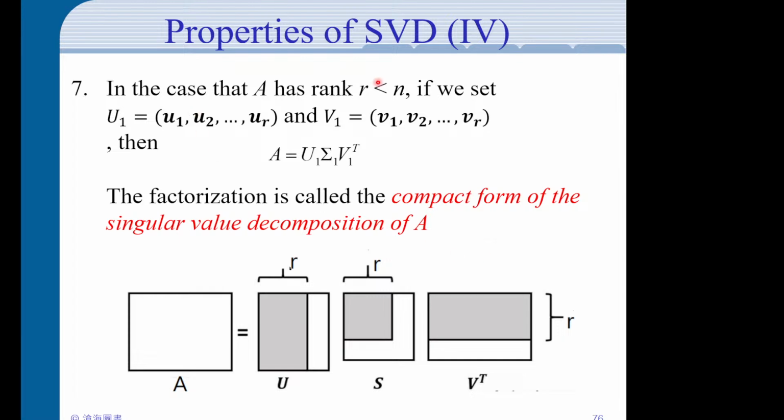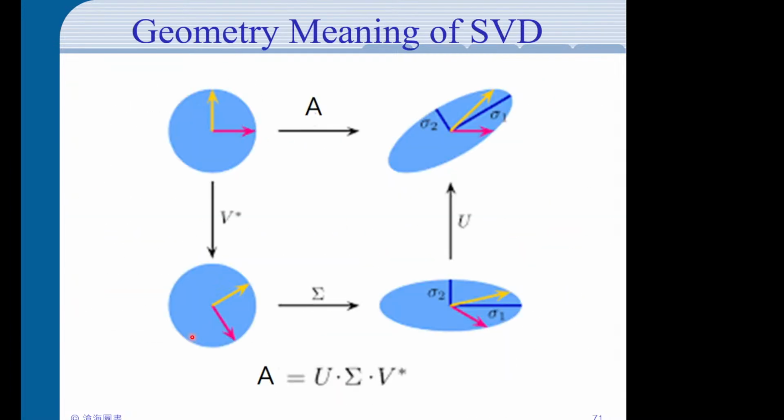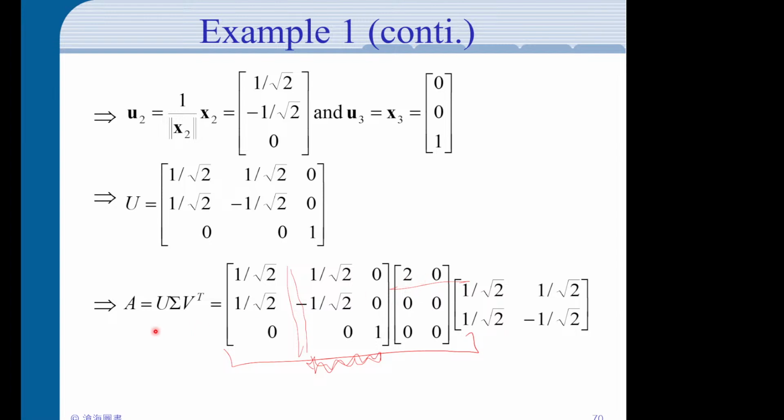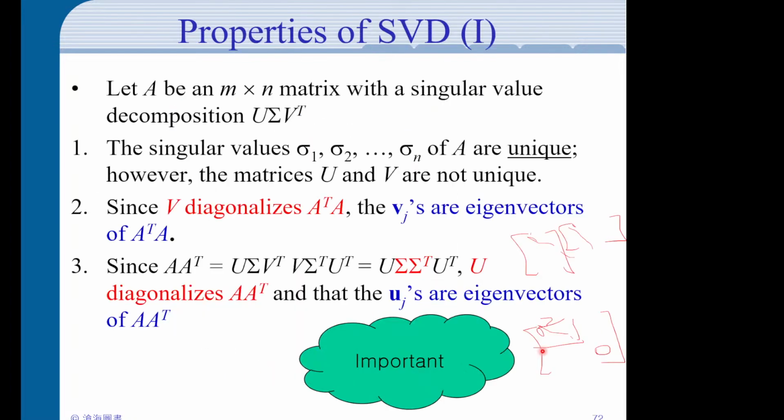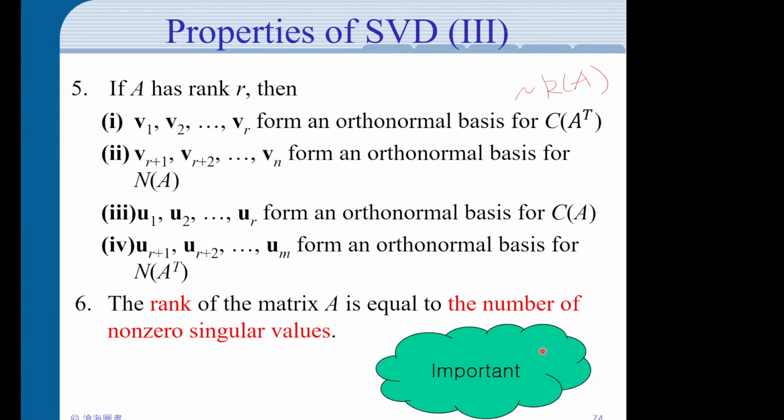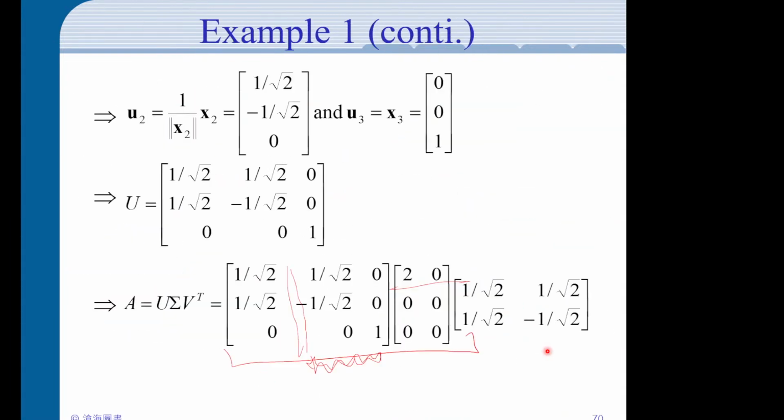So if your rank is smaller than n, then we can get rid of the extra parts that are all zeros. Back to this example, the rank is 1, and we think all the extra zero parts are kind of useless. Sometimes we'll write in a more compact form. If the rank equals 1 here, how about we just take this part, the first singular vector and the first singular vector here.